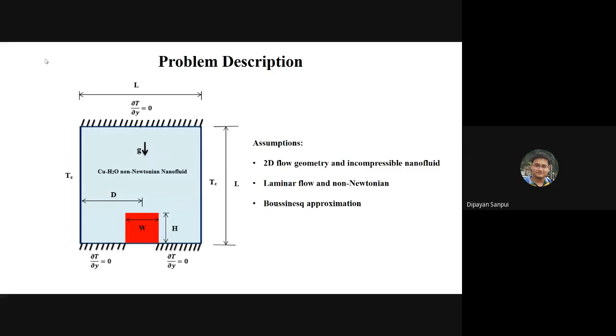So now, starting with my problem, I have considered a 2D flow geometry, a square enclosure where an internal isothermal heater is corrugated at the bottom wall of that geometry, and the top wall and the left portions of the bottom wall, excluding the heater, were insulated. Laminar flow has been considered for the nanofluid inside the cavity, and the nanofluid considered is non-Newtonian in nature, and the Boussinesq approximation has been considered in the momentum equations in order to show that the problem is gravity dominated.